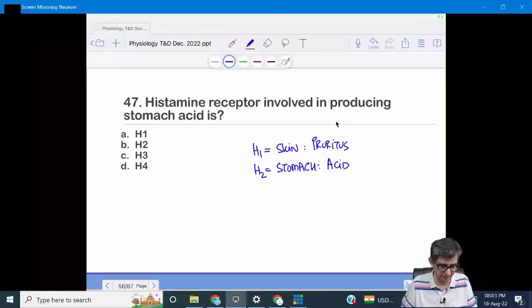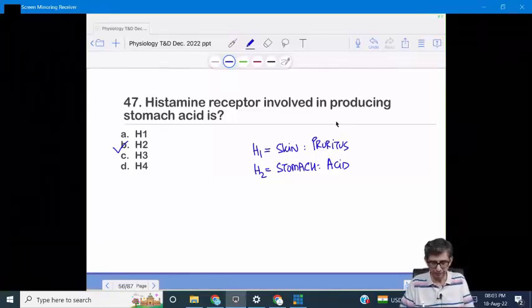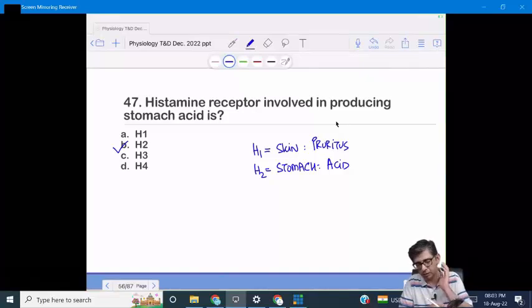Yes, the answer to this question would be option number beta.